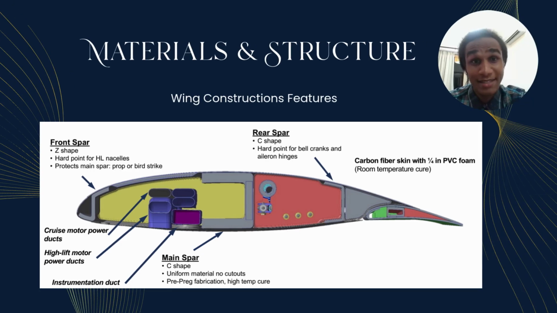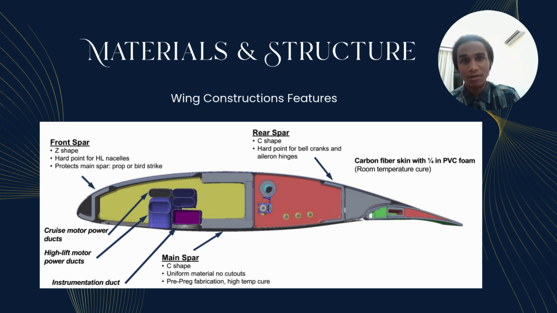For the cross-section, each spar has a distinct role and form. The main spar is C-shaped, fabricated using carbon fiber with a high temperature cure, giving it maximum stiffness for bending resistance. The front spar, Z-shaped, acts as a protective shield for the main spar against propeller debris or bird strike and provides hard points for the nacelle attachments.